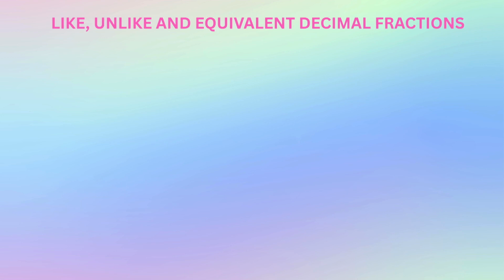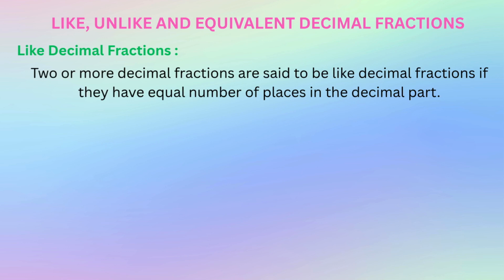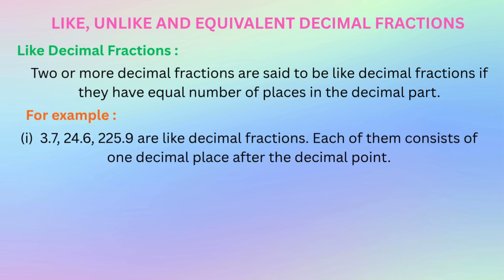Like, unlike and equivalent decimal fractions. Like decimal fractions. Two or more decimal fractions are said to be like decimal fractions if they have an equal number of places in the decimal part. For example, 13.7, 24.6, 225.9 are like decimal fractions. Each of them consists of one decimal place after the decimal point.